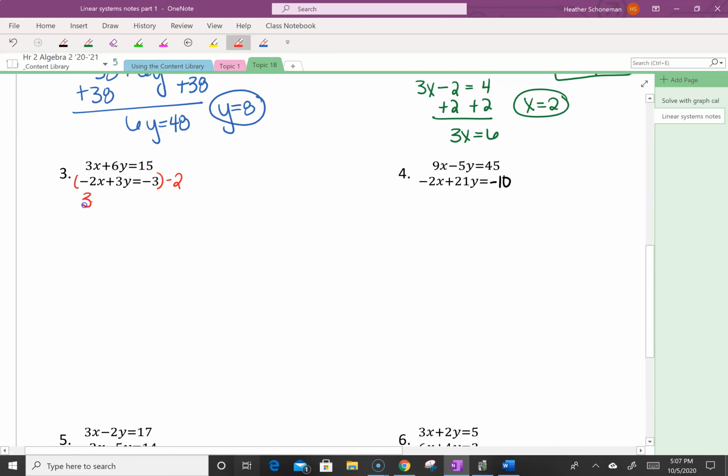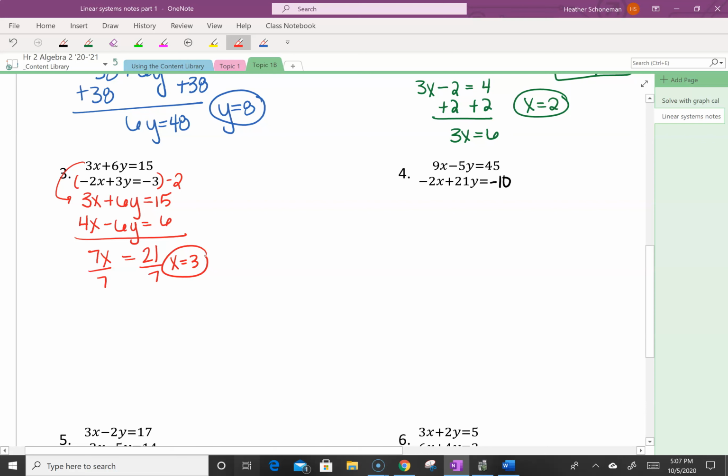So on the top, I get 3x plus 6y equals 15, just recopying it, haven't changed anything. On the bottom, negative 2 times negative 2x is positive 4x. Negative 2 times 3y is negative 6y. And negative 2 times negative 3 is positive 6. 3 and 4 is 7x. The y's cancel. 15 and 6 is 21. So then when I divide by 7, x is 3.